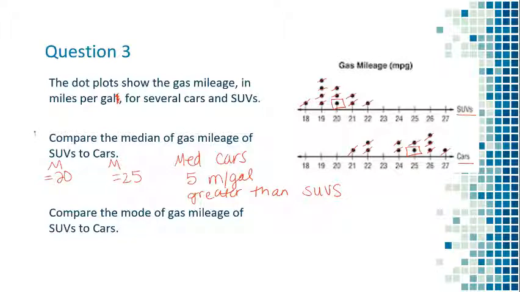Okay, so that's the first step. Now, some of you might be asked, instead of comparing the median, to compare the mode. So we want to find the number that appears the most.